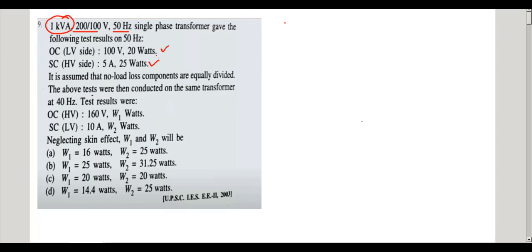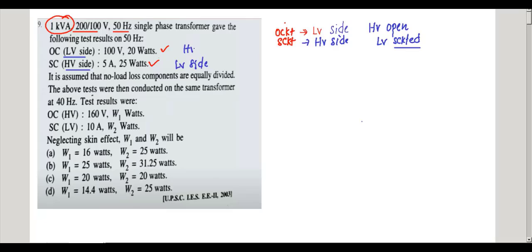So you see, open circuit test and short circuit test. Open circuit test is conducted on the LV side, HV open, you know very well about this. Short circuit test is conducted on the HV side, LV short circuited. So short circuit test is conducted on the HV side, LV side short circuited; open circuit test is conducted on the LV side, HV side is open.